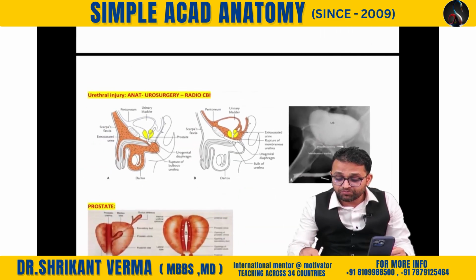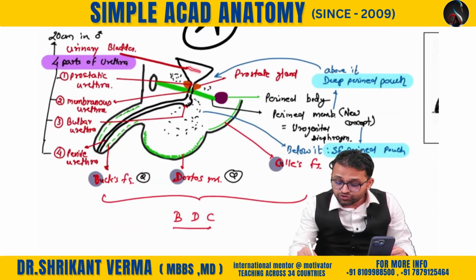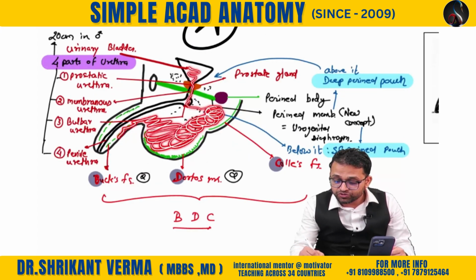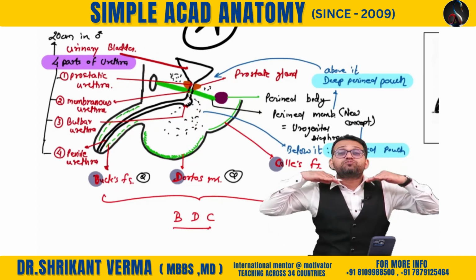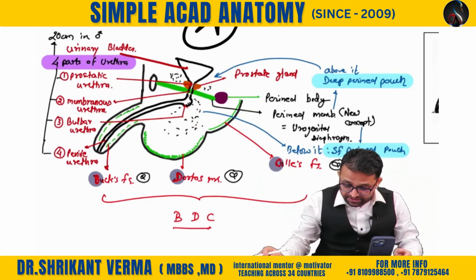Okay, sir. Remember, the most common site is our bulbar urethra. So urine is coming out and it is getting accumulated in the superficial perineal pouch, genital area, and it can reach along the anterior abdominal wall up to the clavicle also. Okay, sir. Getting the point?